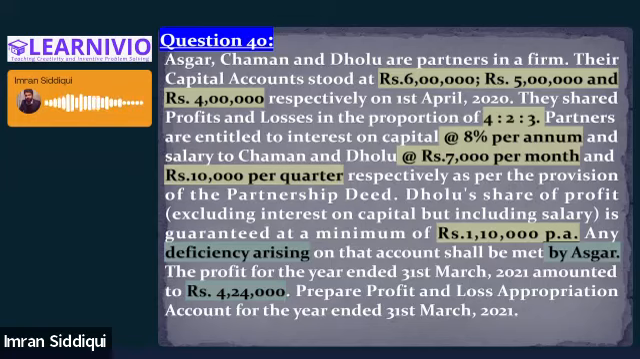Any deficiency arising on that account shall be met by Asgar only. Profit for the year ended 31st of March 2021 amounts to 4,24,000. We need to prepare the profit and loss appropriation account. All right, I want you to attempt this and start solving this question. I'll be showing you the correct solution once you solve it. Is that clear, Ritika and Manishi? Yes, sir, the question is clear. We just need to prepare the appropriation account considering that it is a case of guarantee of profit.